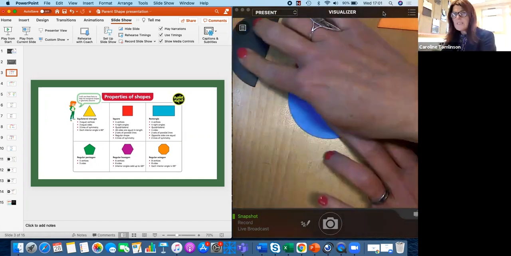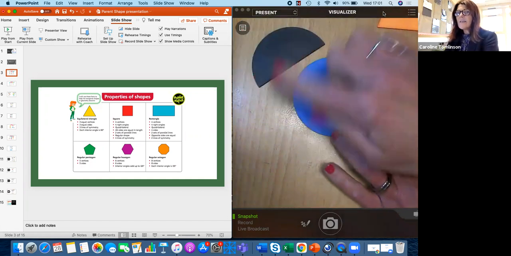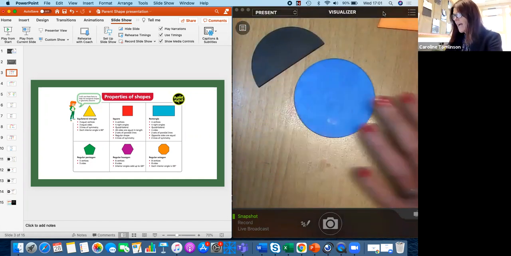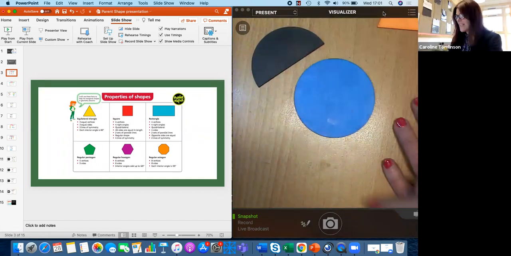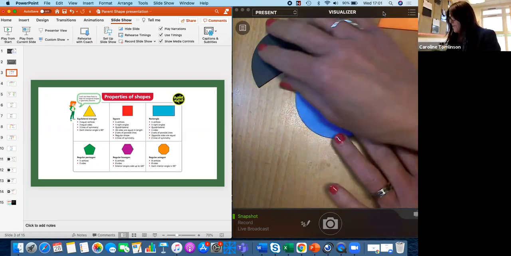And we've got the semicircle there with one side. Well, why isn't this a circle? Because it has got one side. And you can see that in my shape. It's got one curved edge and one side, so that's why it wouldn't be.